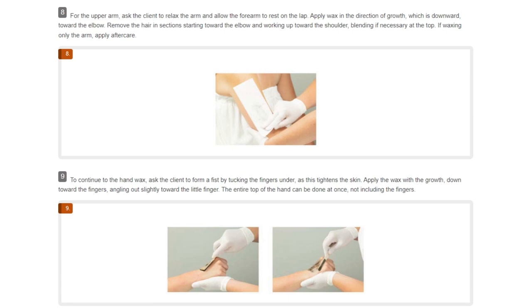9. To continue to the hand wax, ask the client to form a fist by tucking the fingers under, as this tightens the skin. Apply the wax with the growth, down toward the fingers, angling out slightly toward the little finger. The entire top of the hand can be done at once, not including the fingers.